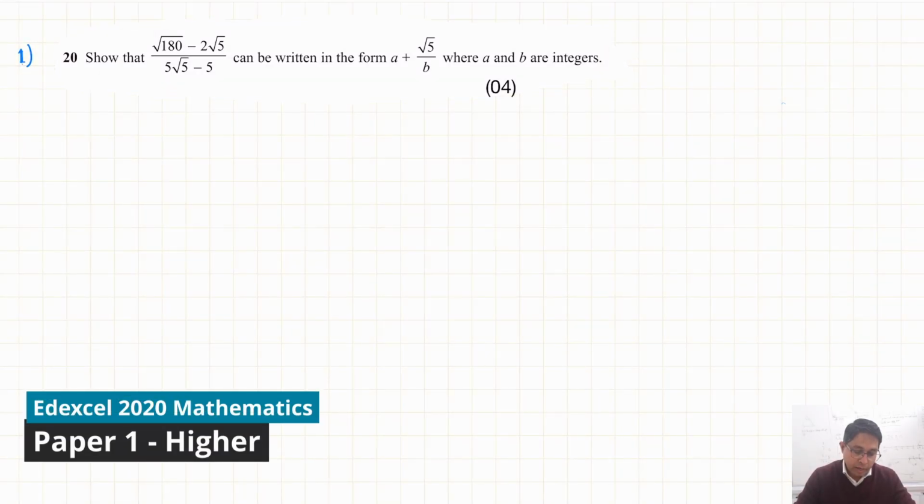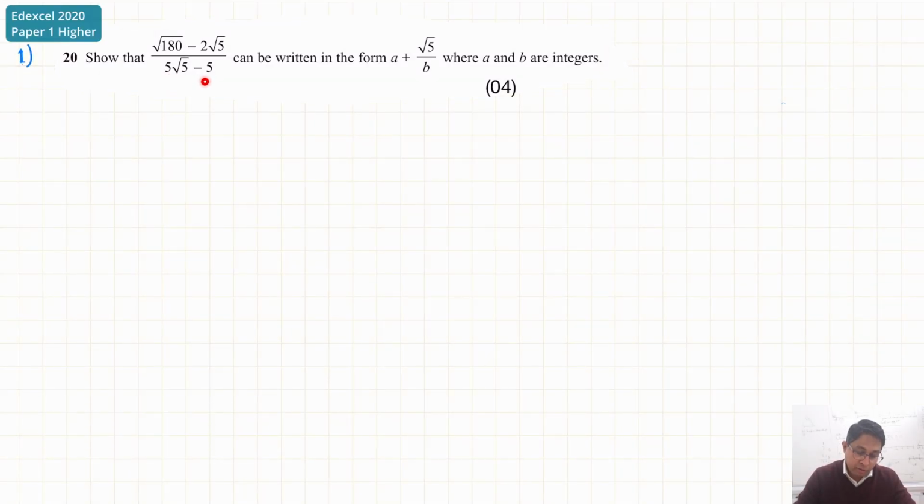Question number 1. In this question, you have to write this fraction in this form, a plus square root 5 over b, where a, b are integers. In this fraction, you can see that surd in the denominator. Therefore, if you want to get this form, you have to remove this surd from the denominator. That means you have to rationalize the denominator of this fraction. Let's see how we can do this.